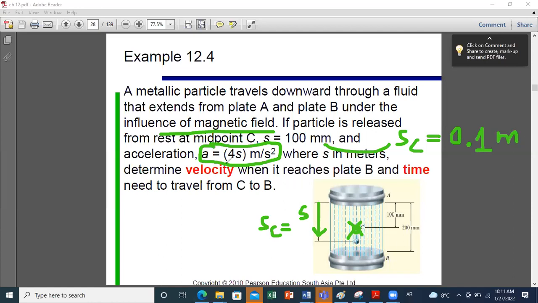And then I know that initially my particle is released from rest. So this means that the initial conditions are VC equals 0 and S of C equals to 0.1.